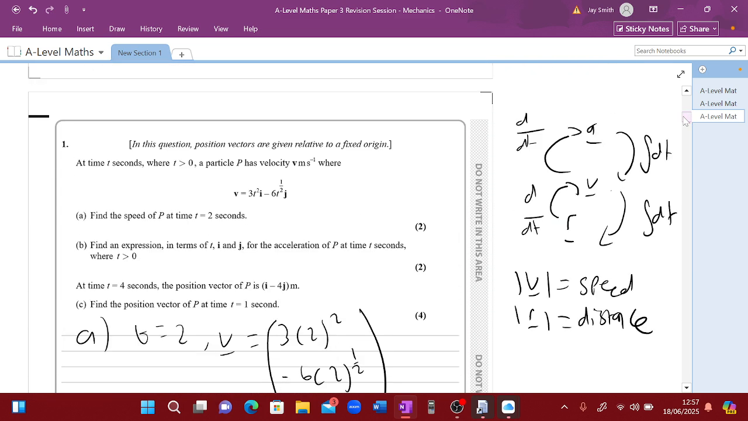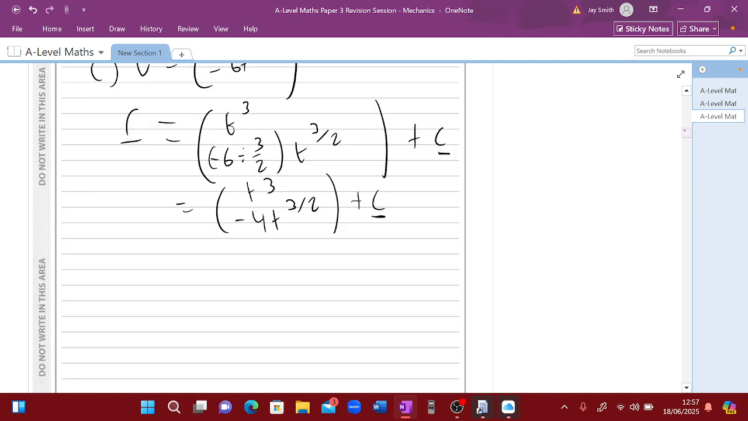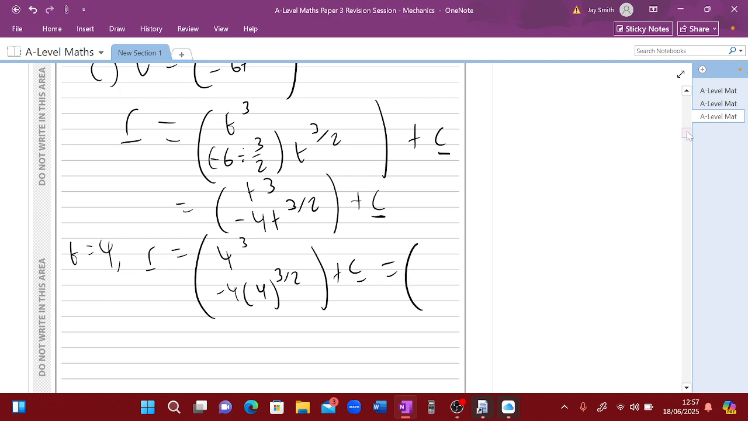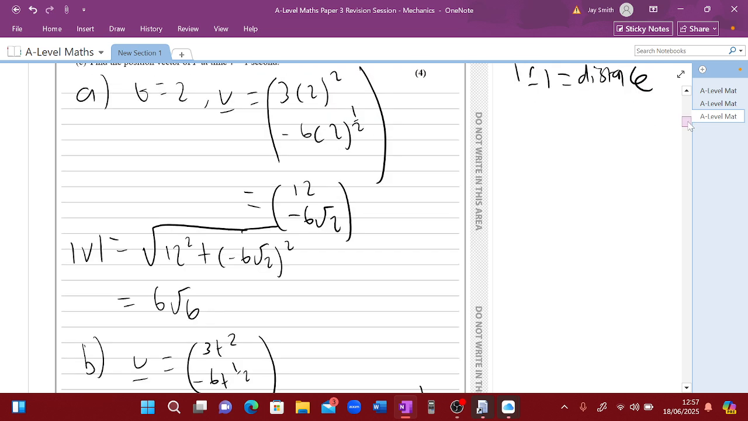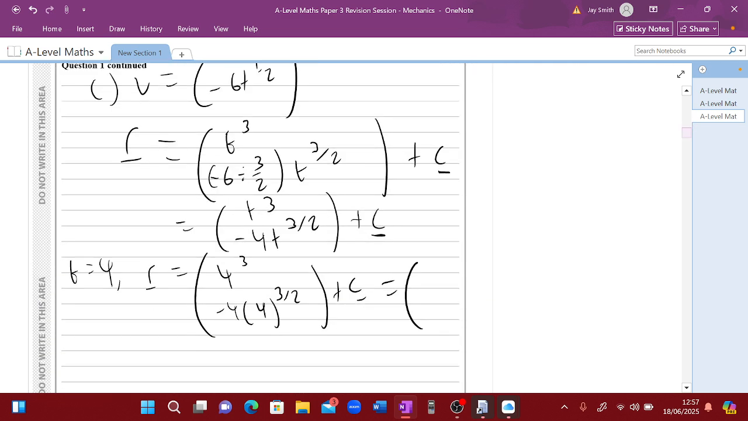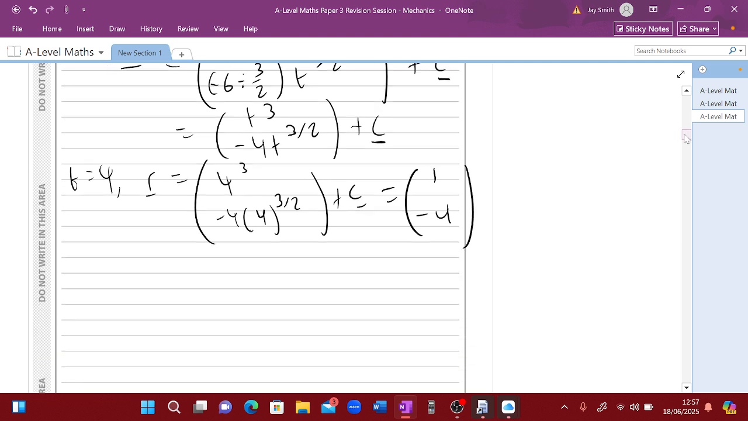But now we need to find the c. So we need a condition, right? And we're given a condition. At time t is 4, we're given a position vector of i minus 4j. So let's substitute t is 4 in. So then r equals 4 cubed minus 4 times 4 to the 3 over 2, plus c. And that equals the position vector, i minus 4j. So the i component is 1, and the j component is minus 4. So now we have an equation.